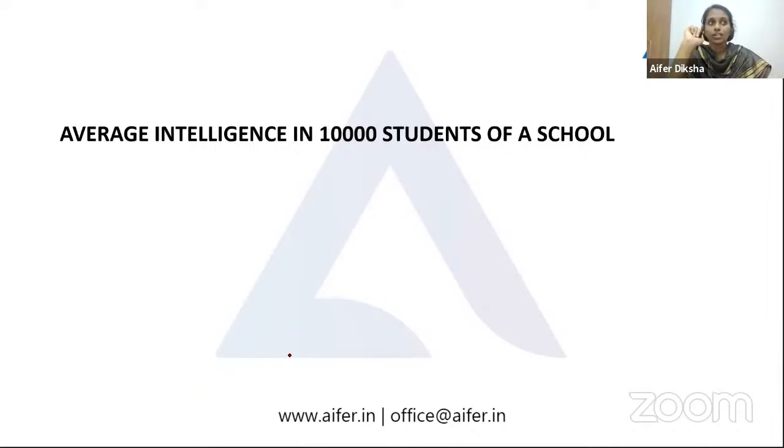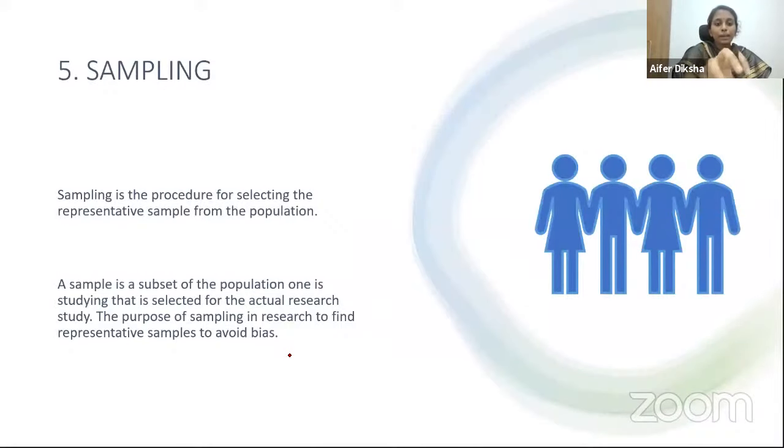We will choose 100 or 200 or 1,000 students, based on our convenience. We will choose a small group of students from those 10,000 students. So this process is called sampling. That is, choosing representative members from a population in order to conduct a research. Why do we do so? It's to get representative members as well as to avoid bias in our research. So from the population, we are picking a small number of students for our study. That is the meaning of sampling.